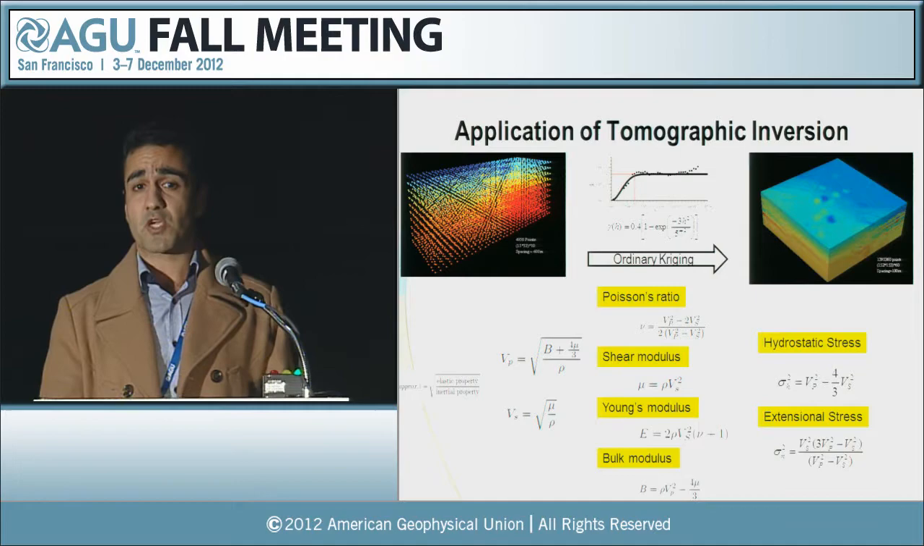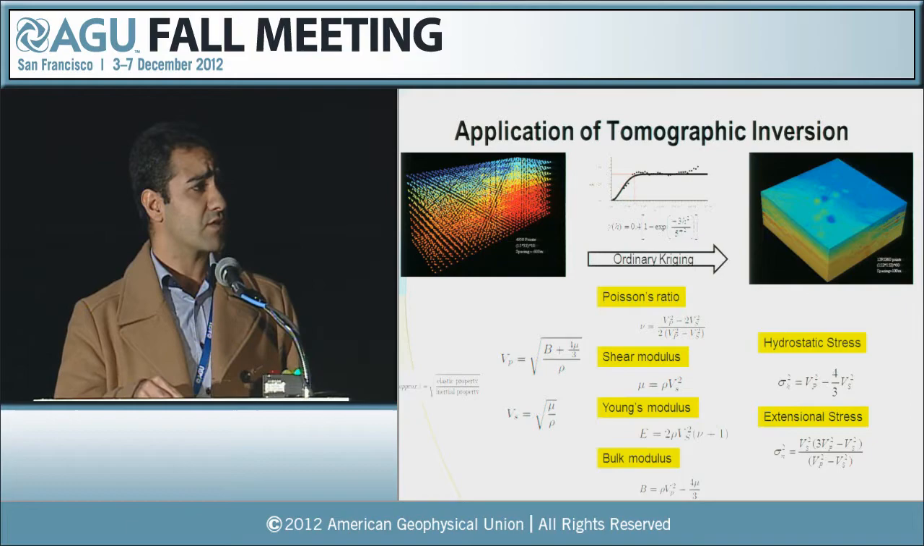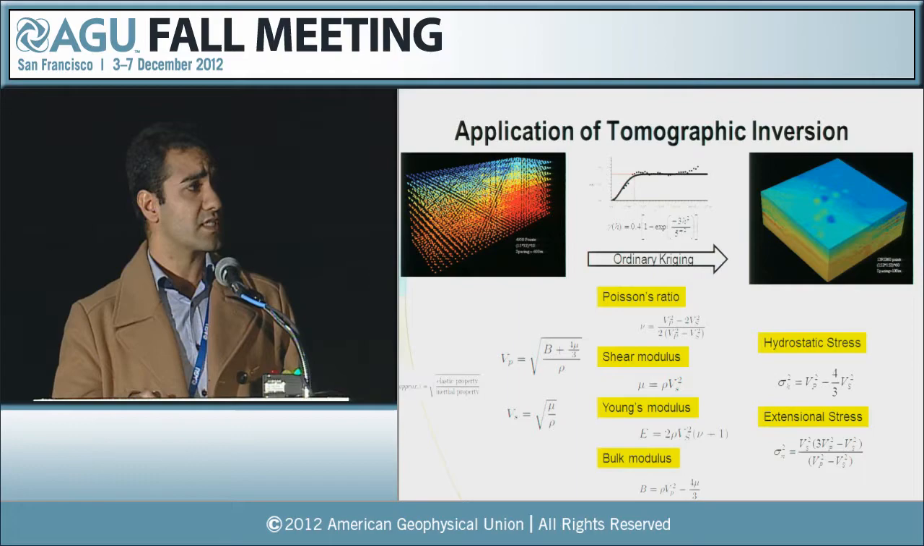They use some equations to calculate the rock properties and also the stress through the medium. And it is also important here that when we have both compressional and shear wave velocity, we can calculate lots of different properties of the reservoir, like Poisson ratio, shear modulus, Young modulus, bulk modulus, and extensional stress and hydraulic stress. But the only key point that is missing here is the density.